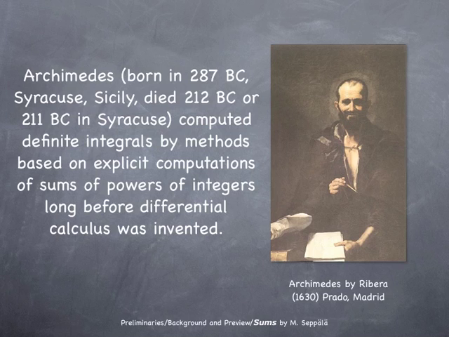This painting represents Archimedes. It is, of course, an imaginary image of Archimedes because it was painted about 1800 years after Archimedes. The painting hangs in Prado Museum in Madrid, painted in 1630 by artist called Ribera.